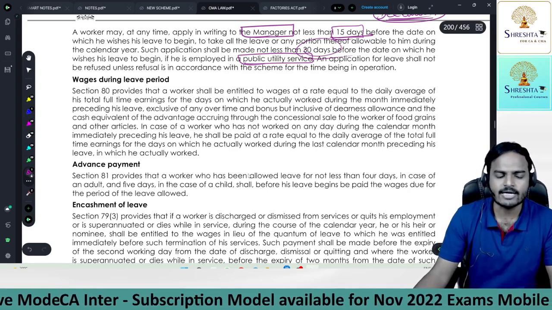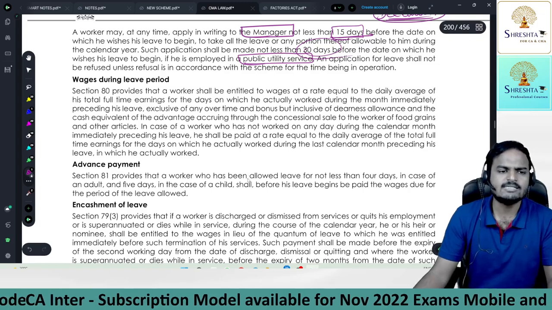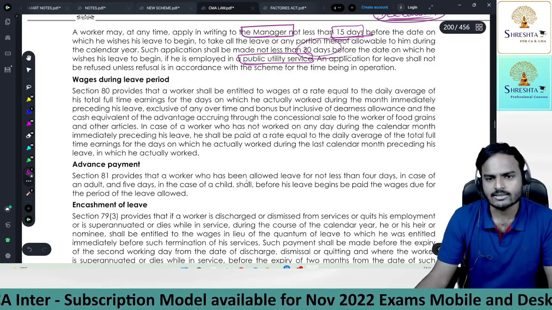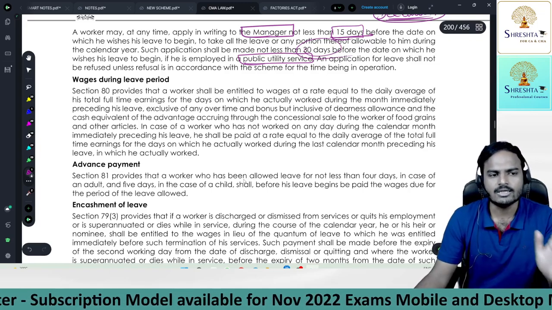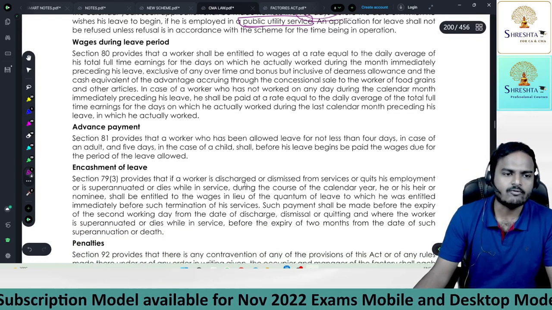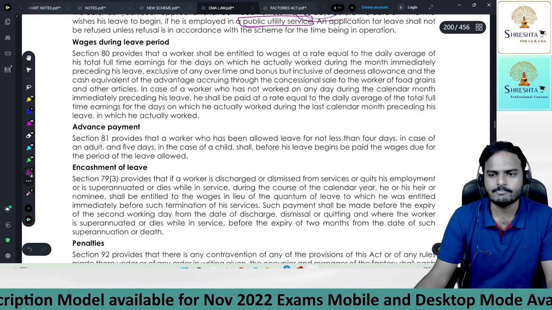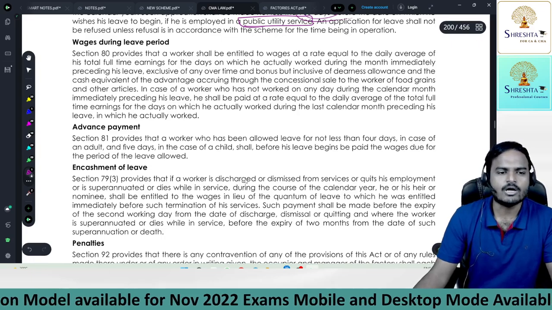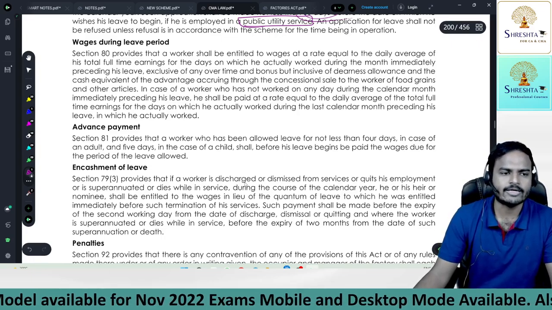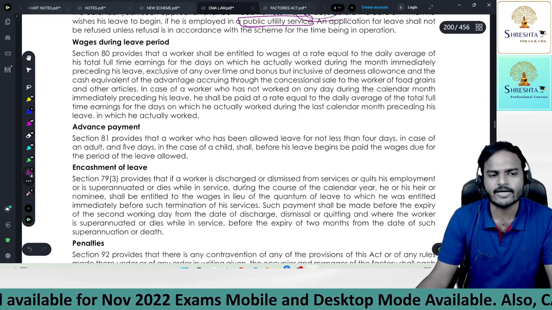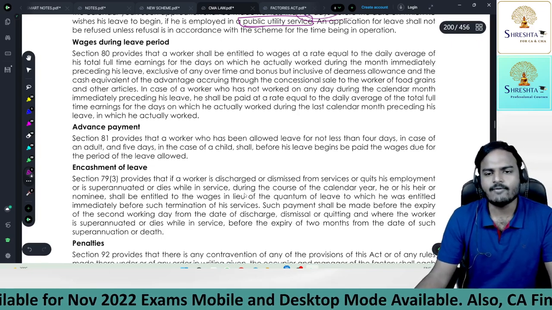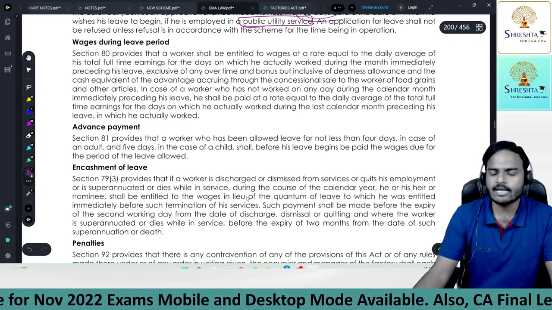So at what wage, sir? Simple. Preceding calendar month, what is your wage rate? Apply that wage rate on the days. Next one, advance payment. So if you are taking leave 4 days or more in case of a worker, in case of a child 5 days or more, they can apply for advance payment.